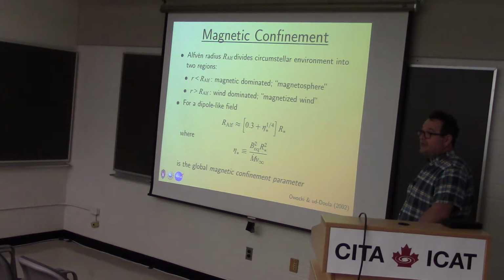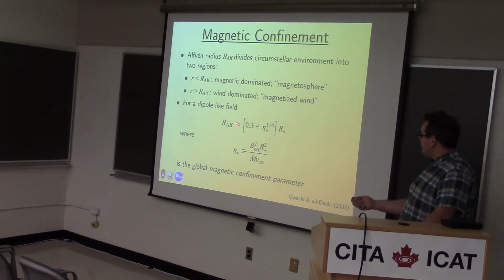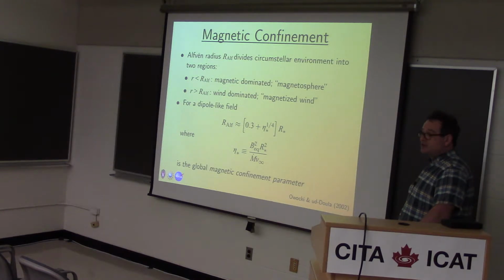So it tells us whether we're going to have a star with an Alfvén radius that goes far out, or a star that has one close in. For a star to have a magnetosphere at all, we want eta star to be much greater than 1. If it becomes close to 1 or less than 1, the Alfvén radius is at the stellar surface, and there's basically no room for the magnetic field to channel and confine the wind.